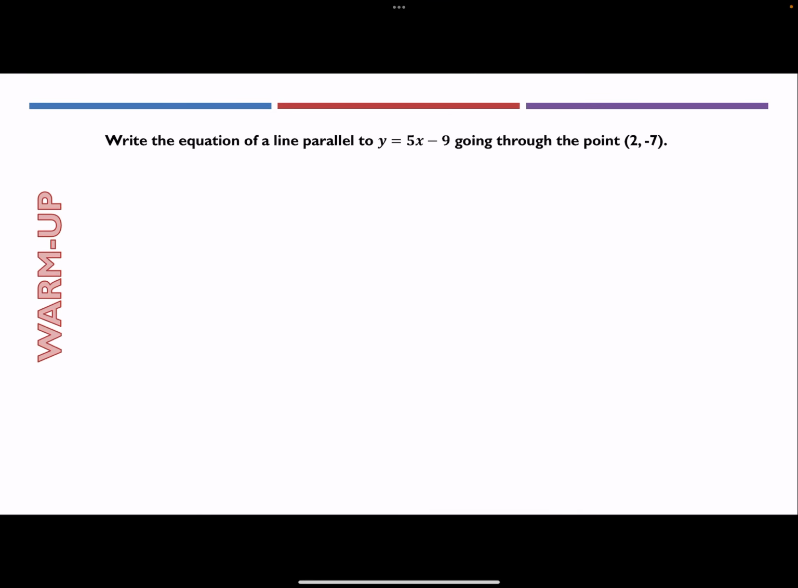Hello. Today we're going to talk about perpendicular lines. So we're going to start with a warm-up, and then make sure you have the perpendicular lines notes with you, okay? So here's a warm-up problem for you to do. Pause the video at this point, work on this problem, and then when you are finished, you can unpause it and we'll go over it together.